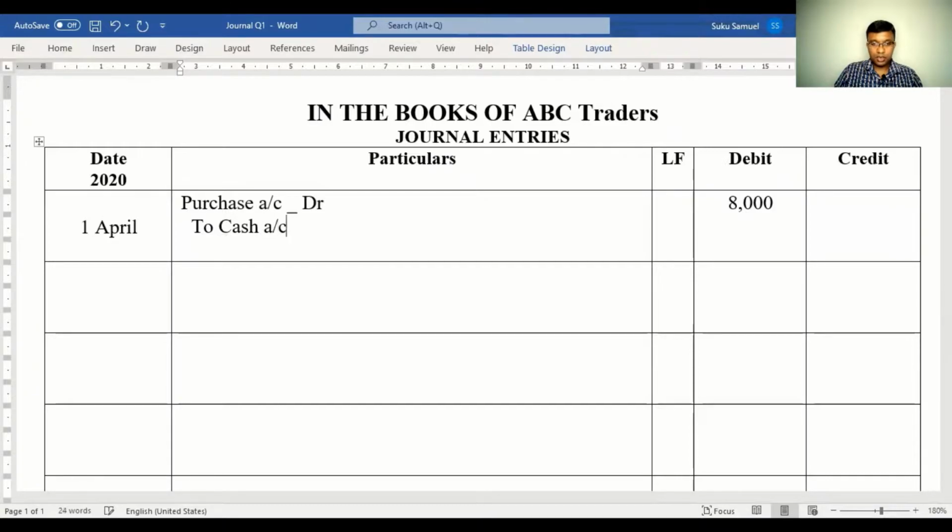cash account. Purchase account is a real account representing the goods that you're purchasing, which is your raw material. Cash is again a real account which represents the cash that you have. When you purchase goods, goods would be coming in and cash would be moving out. Since both these accounts are real, golden rule for real account is debit what comes in, credit what goes out. So purchase account is being debited and cash account is being credited. Now we are expected to write the narration, being purchase of goods for cash.